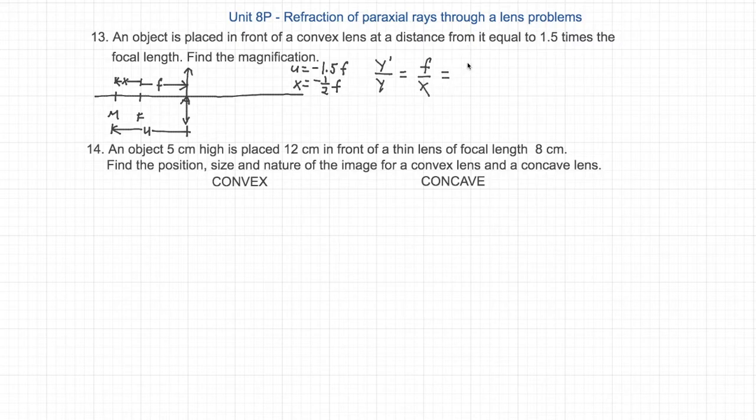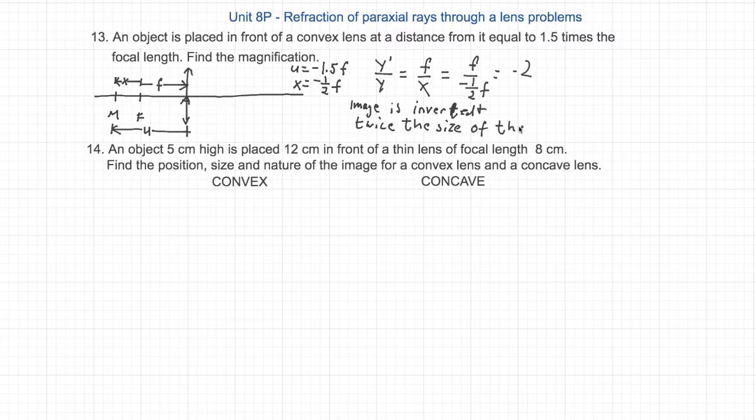The magnification formula is Y prime over Y, image size over object size, equals F over X. And we find that the magnification equals -2. That means the image is inverted. That's what the minus sign means. And twice the size of the object.